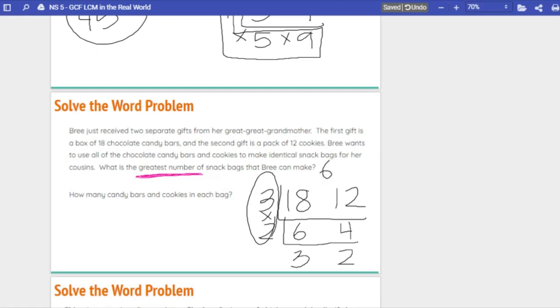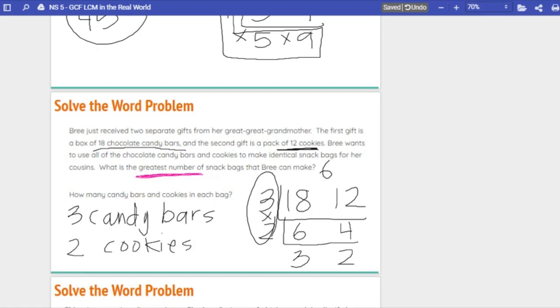6. Now candy bars. Let's go up here. She had 18 of them. She's splitting them into 6 bags. 18 divided by 6 is 3. So there's going to be 3 candy bars in each bag. Cookies, there's only 12. 12 of them split into my 6 bags is going to give me 12 divided by 6 is 2. So 2 cookies in each bag. Right? And it's important that you label, because if we just put 3 and 2, we don't know which one's which.